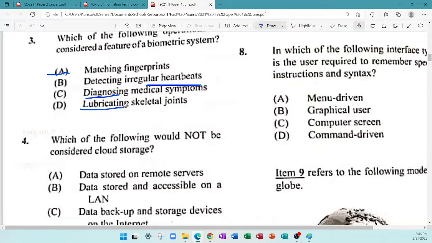And I don't know which system lubricates your skeletal joints.